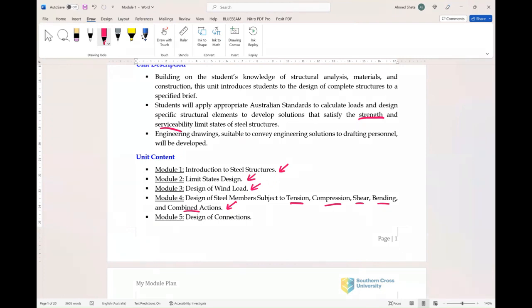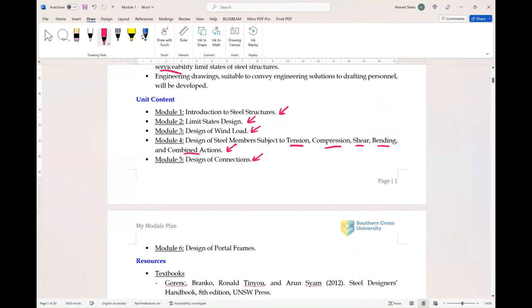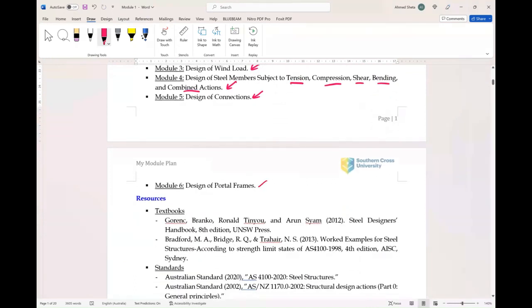Module number five will be design of connections. Module number six will be design of portal frames, which is related to module number four, members subjected to combined action. Those frame members, the columns, are subjected to normal force and moment, and the girders are subjected to moment and shear. So these are combined actions.